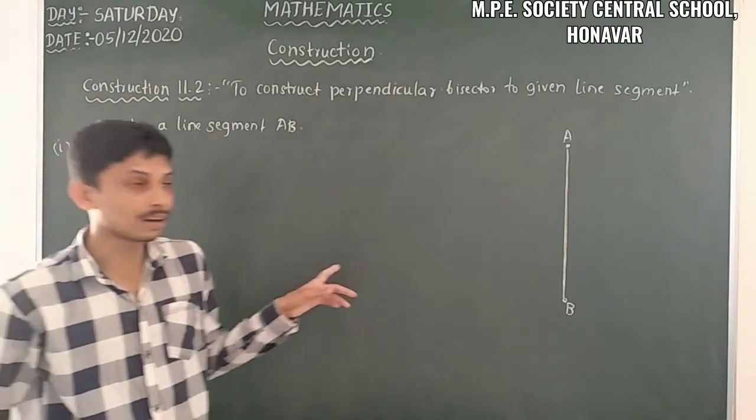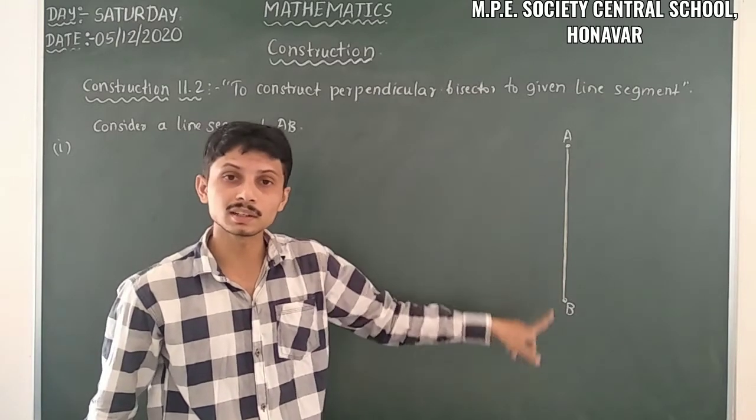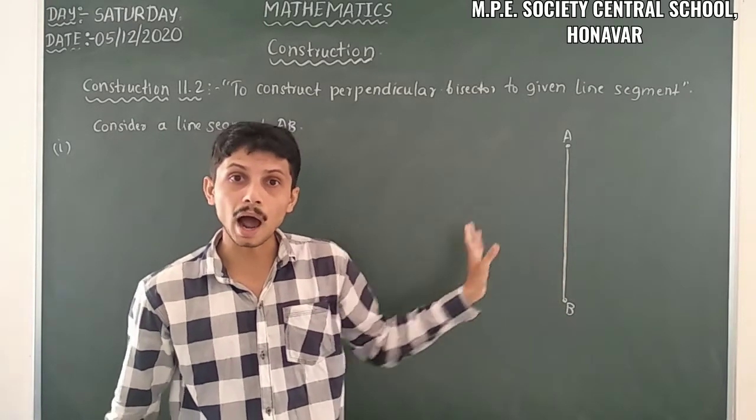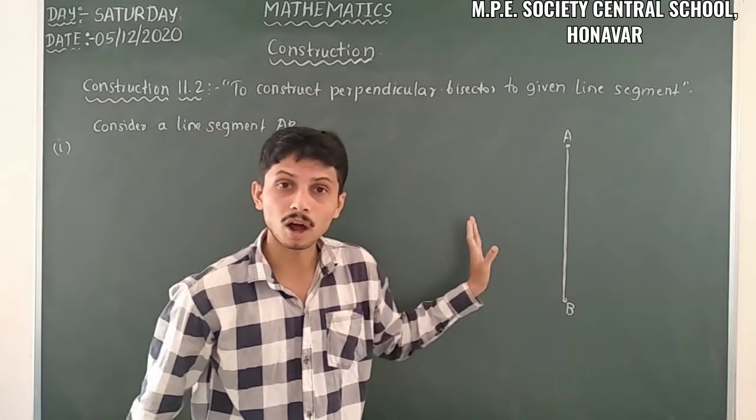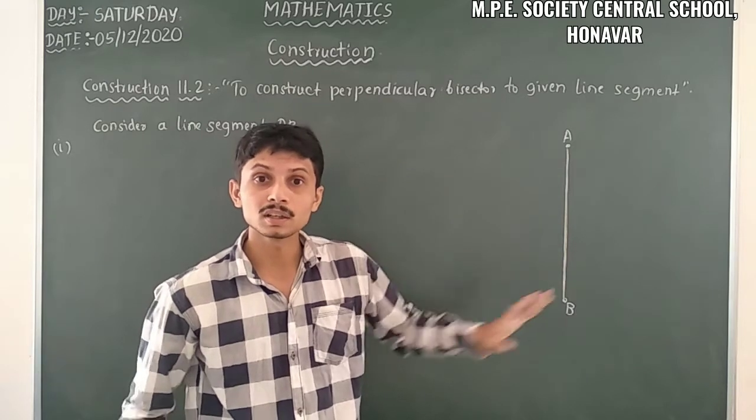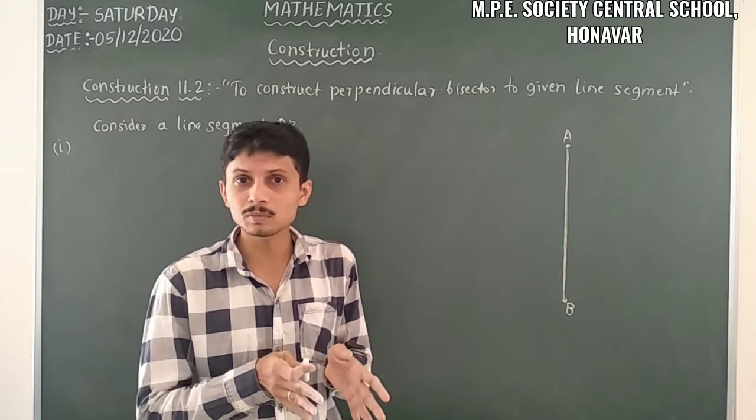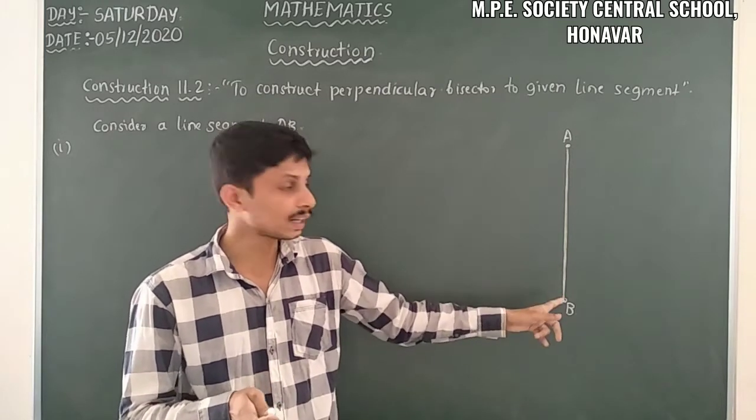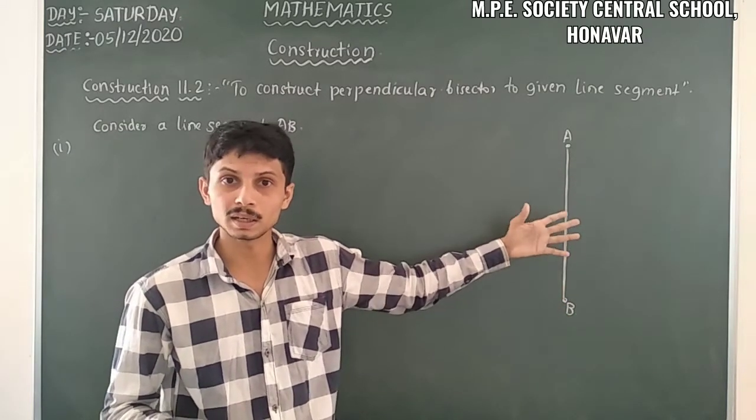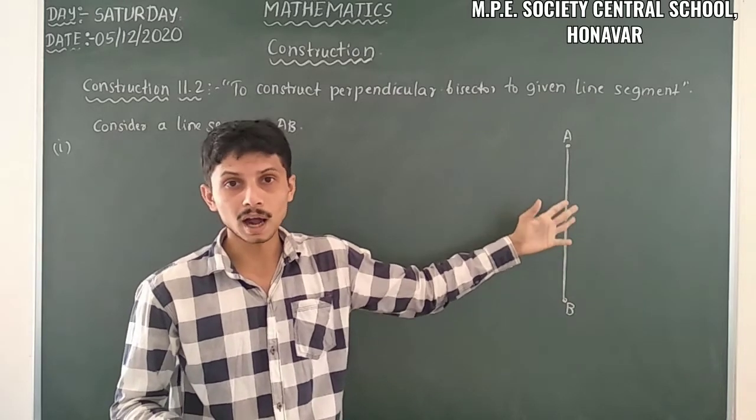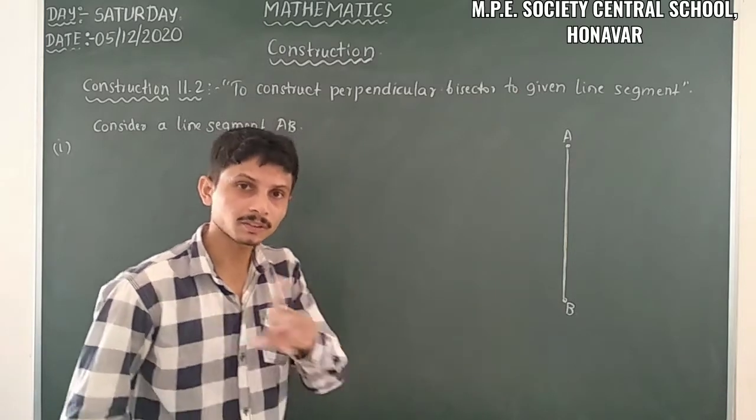The first step is to take A and B as centers of the circle, and draw arcs on both sides of the line segment, which intersect. How to get the intersecting points? Let us take a radius more than half of AB. Then they automatically intersect. So let us take that one, the first procedure.